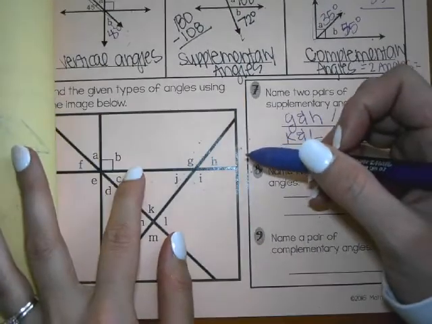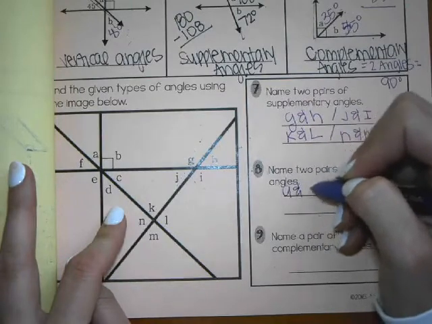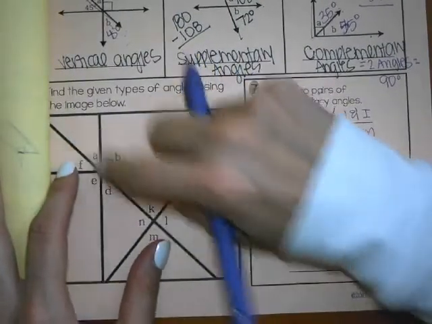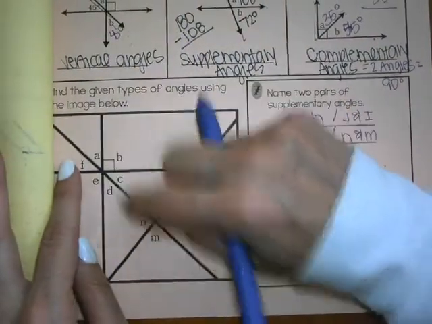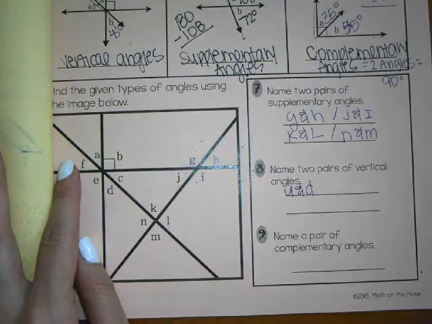A and D, is that what you said? A and D, yes. So A and D are vertical. They are directly across from one another. They have the same angle degree measurement. 11, give me another one.